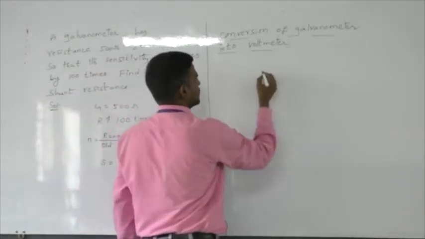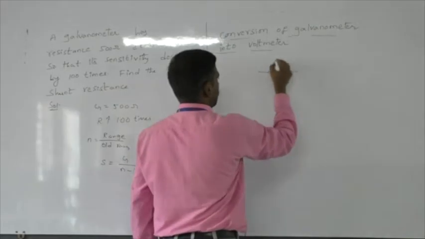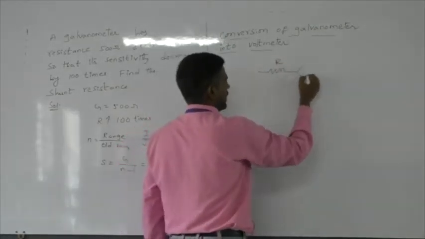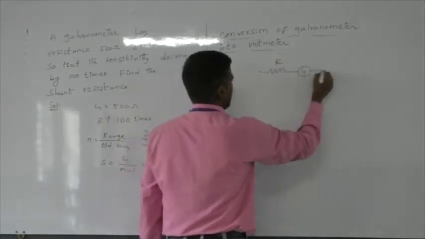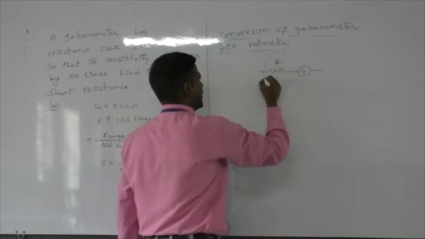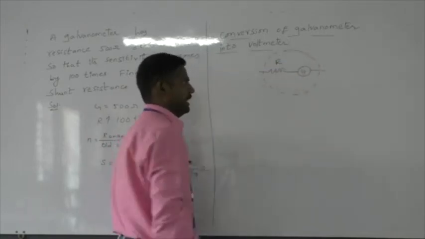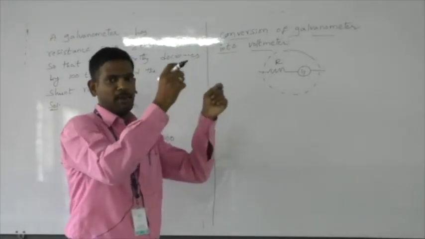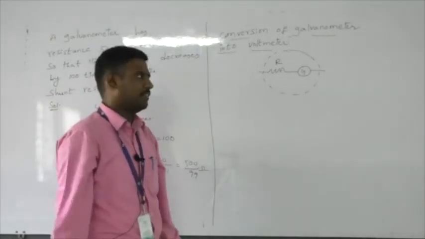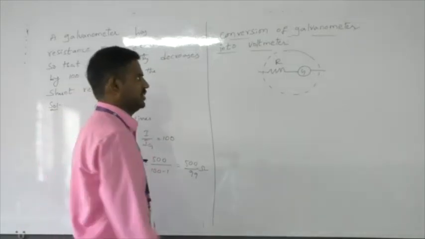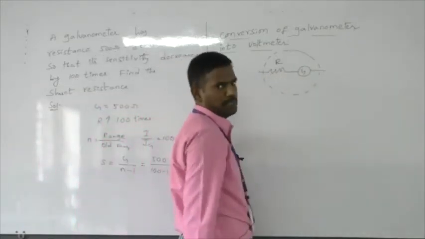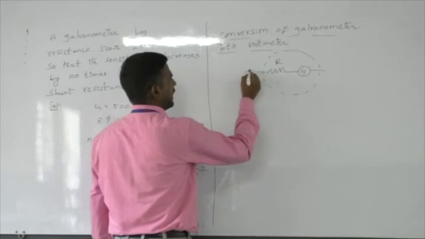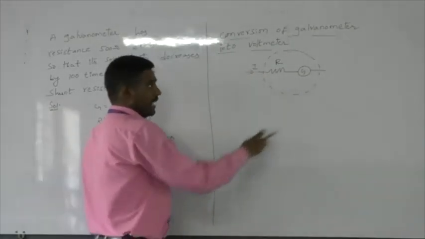So let us suppose it is a series resistance, which we call capital R, and here I have a galvanometer, which are connected in series. Now this whole arrangement will serve as a voltmeter. When we connect this component in parallel across any part of the circuit, we will have a measurement of voltage. Let us suppose a current I is entering this part.